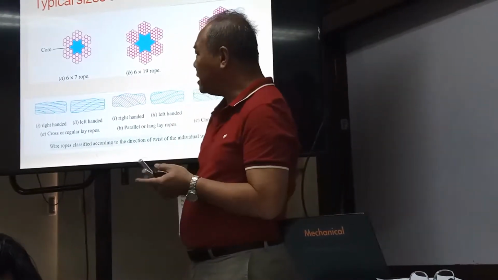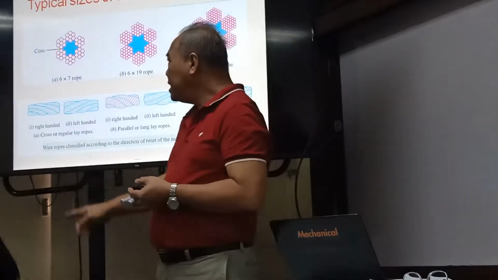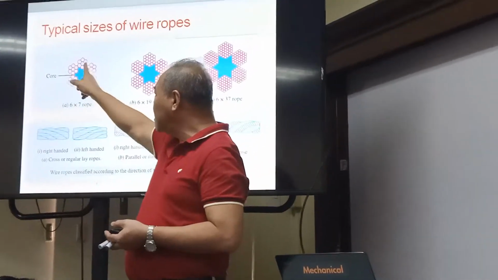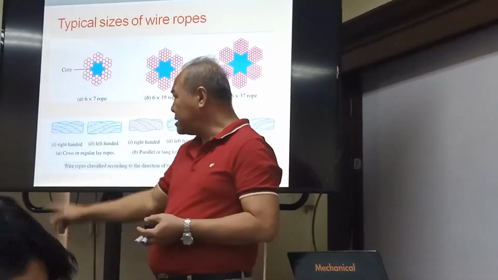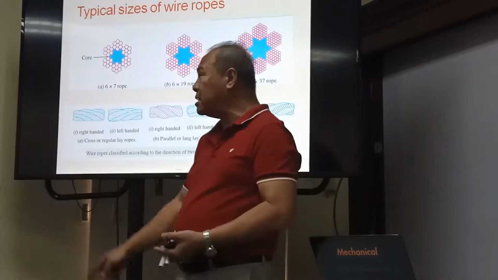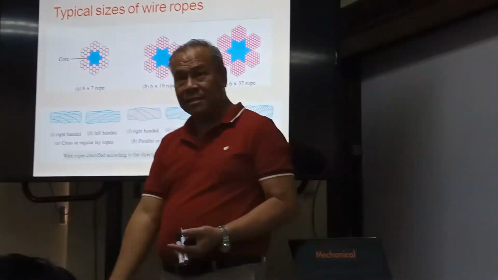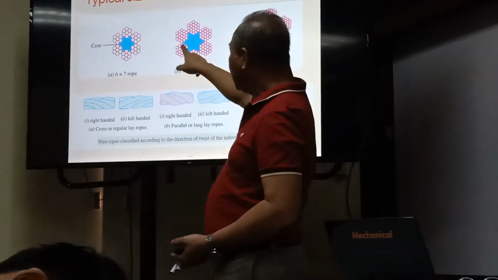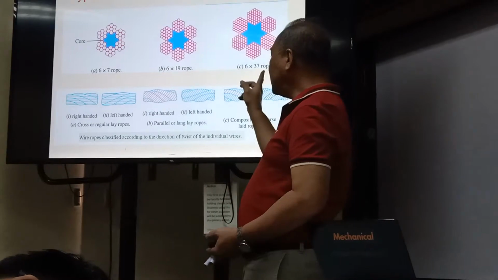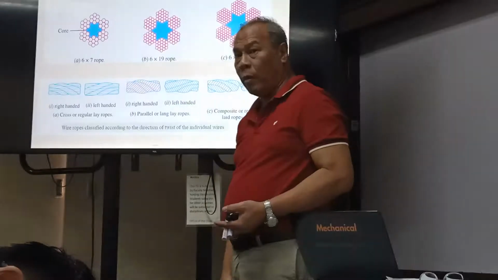Now, what do these particular 6x7, 6x19 and 6x37 mean? The first number, 6, represents the number of strands: 1, 2, 3, 4, 5, 6. And the second number, 7, represents the number of wires in each strand. So in one strand, we have 1, 2, 3, 4, 5, 6, 7. So that is 6x7. Then 6x19 means 6 strands, 19 wires in each strand. 6x37 means 6 strands, and for one strand we have 37 wires.